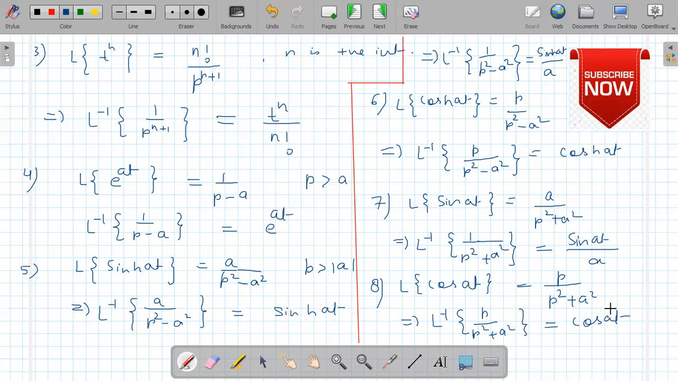So these are some standard formulas that are derived from the formulas of Laplace transform directly. You can use them directly in the questions. Okay.